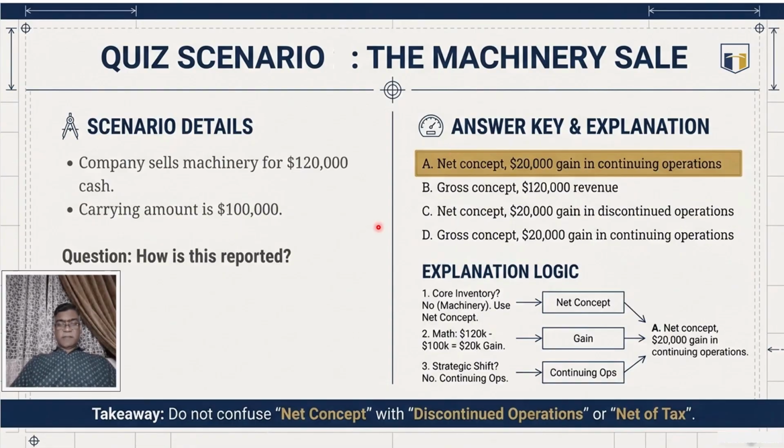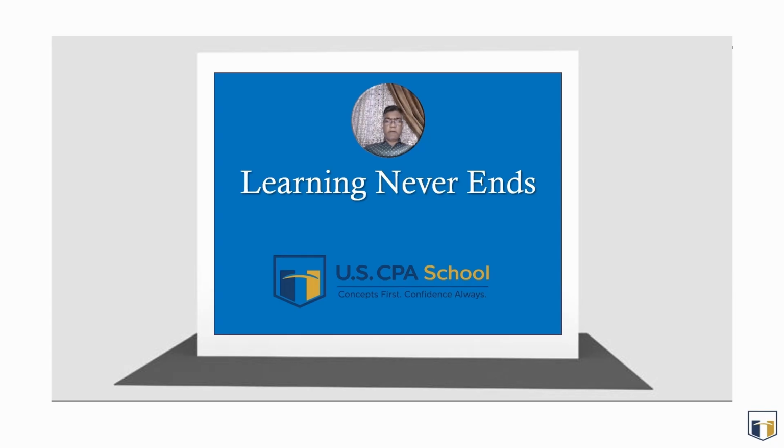Do not confuse net concept with net of tax. Net concept means selling price minus carrying amount. The net profit is 20,000. This is called the net concept, but of course it is reported at the pre-tax amount, meaning the full 20,000 you should report. Understand? Learning is a never-ending process, right?